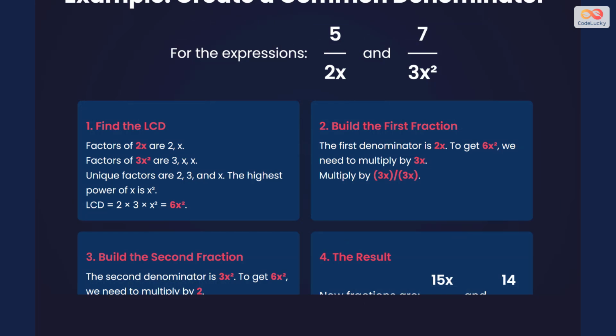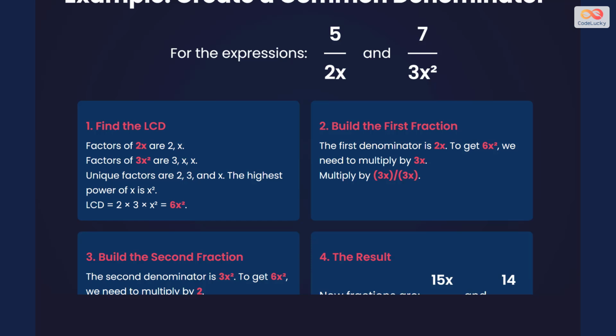Let's work through an example. We have 5 divided by 2x and 7 divided by 3x squared. First, we find the LCD. The factors are 2, 3, and x. The highest power of x is x squared, so the LCD is 6x squared.